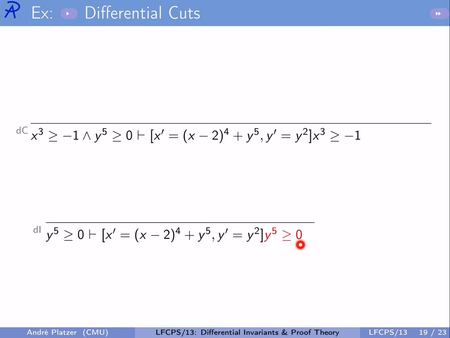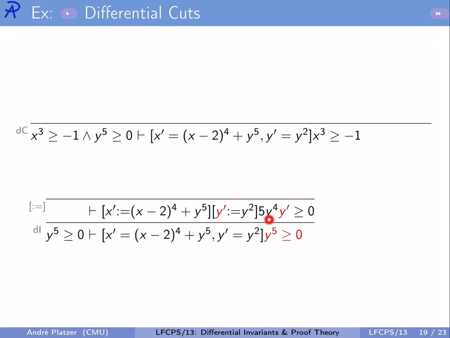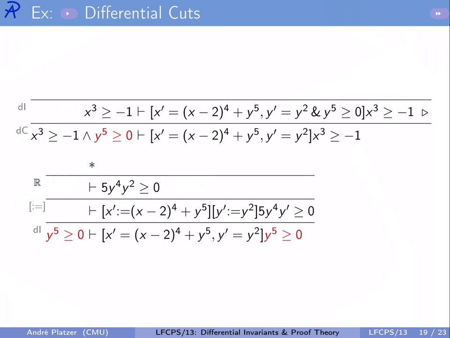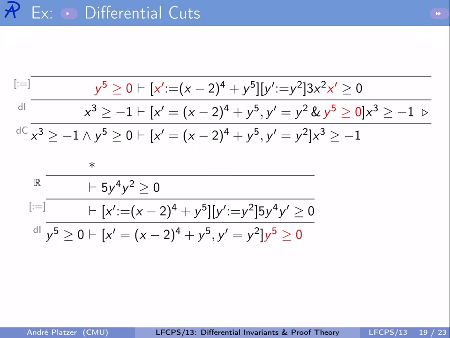And it is, because the differential of that is 5y power 4 times y prime. Plug in the right-hand side of the ODE for the left-hand side. That gives us 5y power 4 times y power 2, which is y power 6, and that's certainly greater than 0. So done. And after we do this differential cut, because we have the assumption readily available, we can assume it in the evolution domain constraint from now on, and then do the proof that this is now inductive by, again, using the differential of x cubed, which is 3x squared x prime, and then plug in.